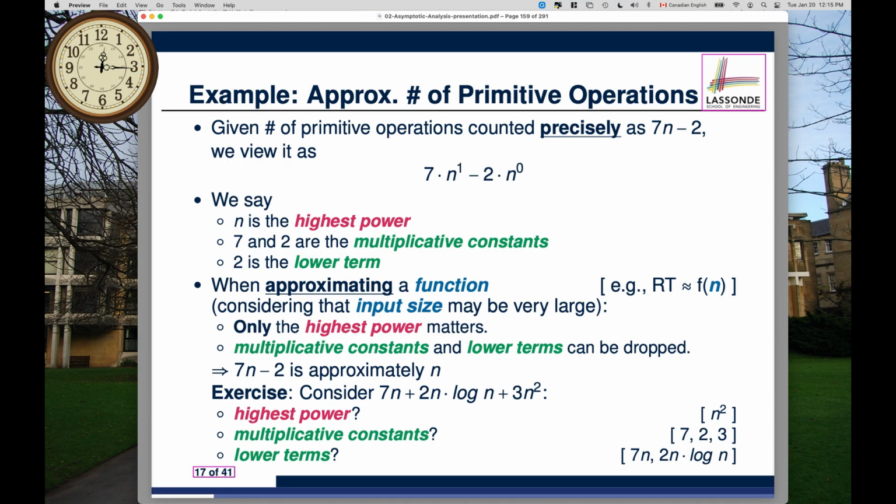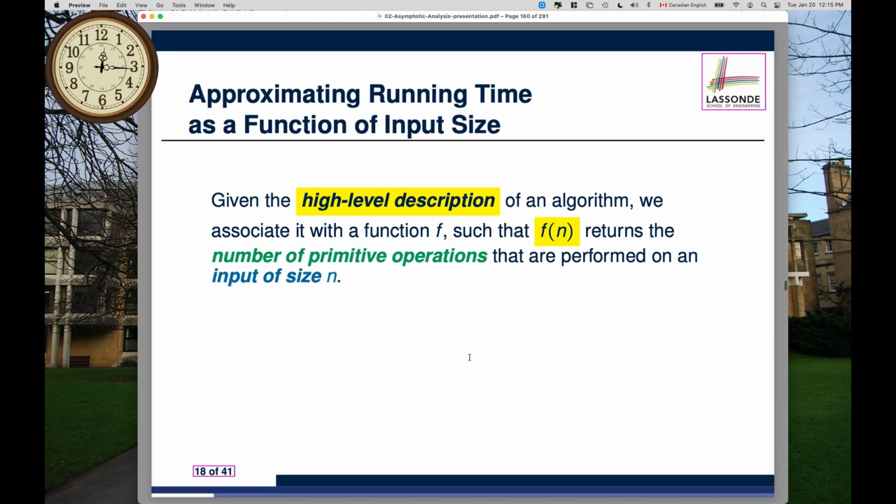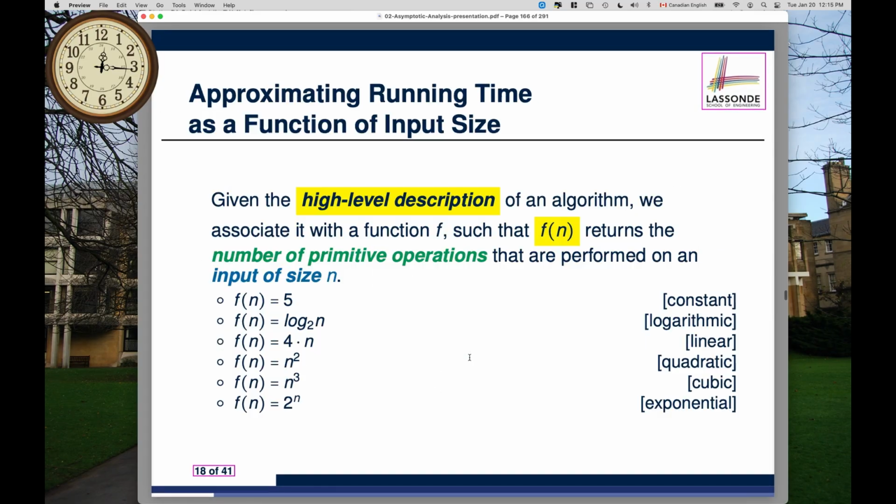Right, before the break, we clarified highest term, lower term, and multiplicative constant. We'll still need them very soon. Okay, so let's move on. Let's now go over very quickly the very common classes of functions that you will see very often.